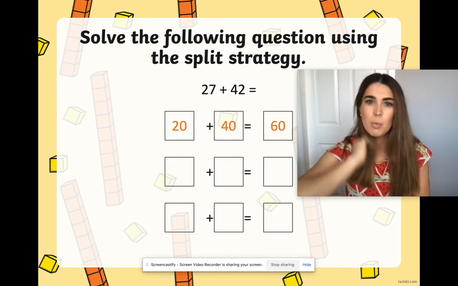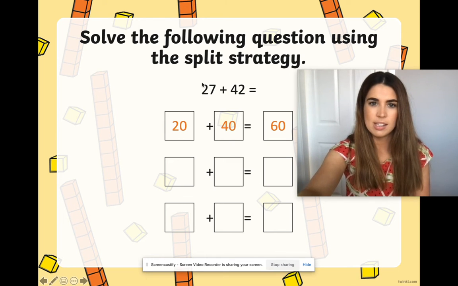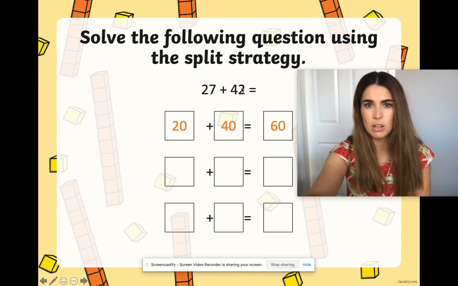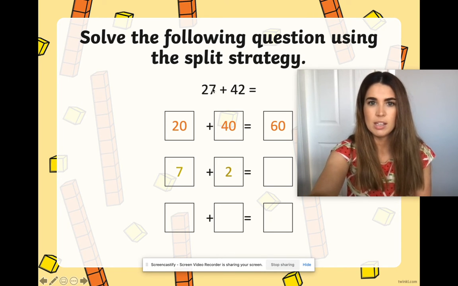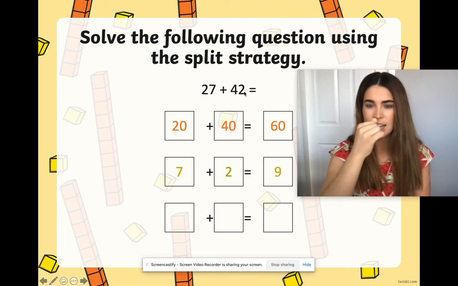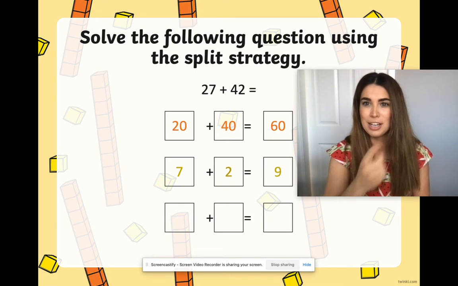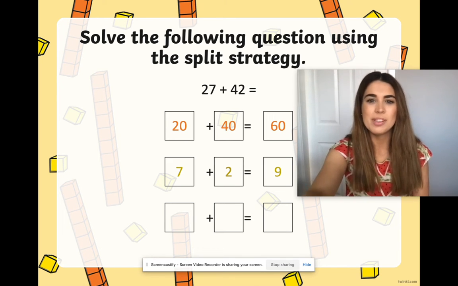Next I'm going to add my ones column. This is my ones column. So I add the ones column from this number with the ones column from that number. 7 plus 2, let's get that answer. I wonder if you called it out and you beat me. Equals 9. Now what am I going to do?